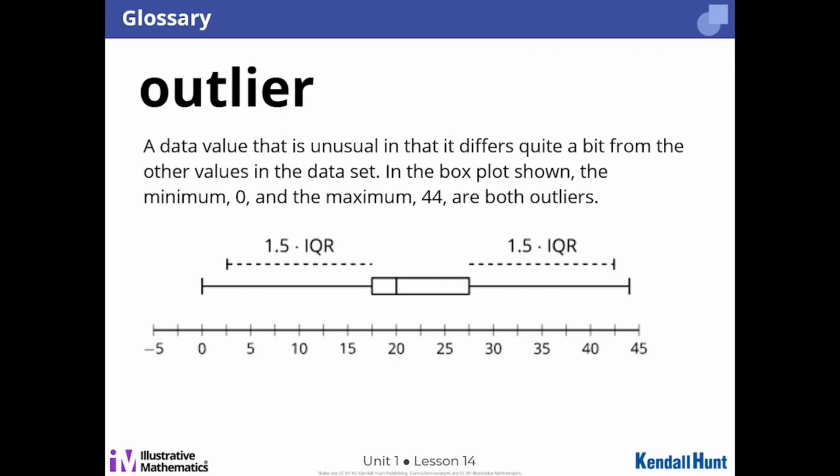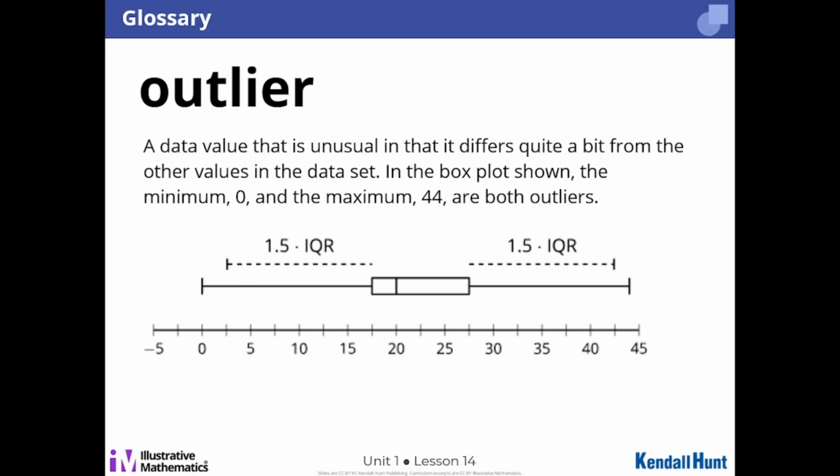For vocabulary, we have outlier, a data value that is unusual in that it differs quite a bit from the other values in the data set. In the box plot shown, the minimum 0 and the maximum 44 are both outliers. You can see in the diagram we have that dashed line that says 1.5 times IQR. This is how we're going to find outliers.